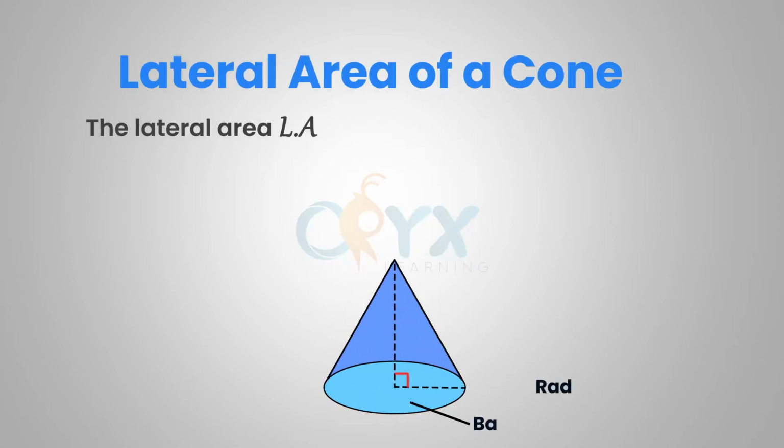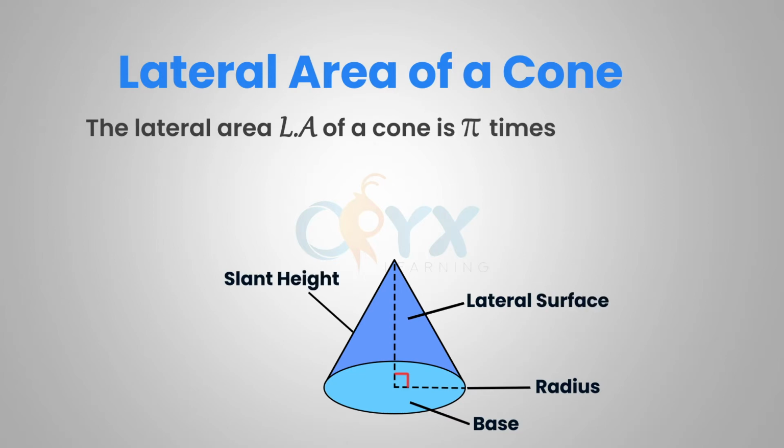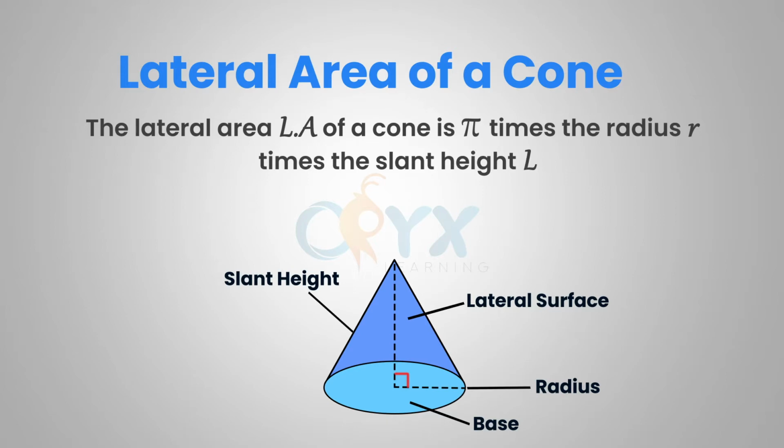The lateral area, LA, of a cone is pi times the radius r times the slant height, L. So our formula is LA equals pi r L.